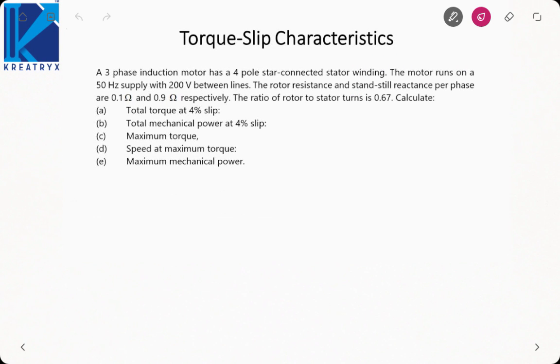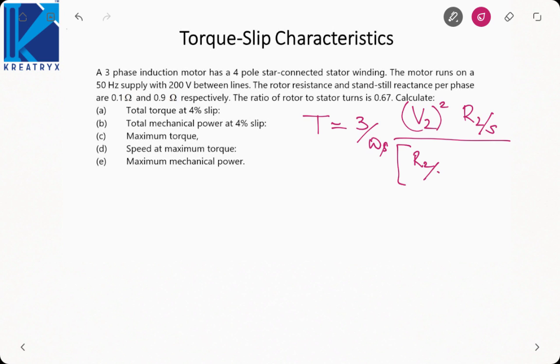The next type of question is based on the torque slip characteristic. For that, you need to remember the torque expression. It is 3 by omega s, V2 square, R2 by s, over (R2 by s) square plus X2 square. This is when we neglect stator impedance.